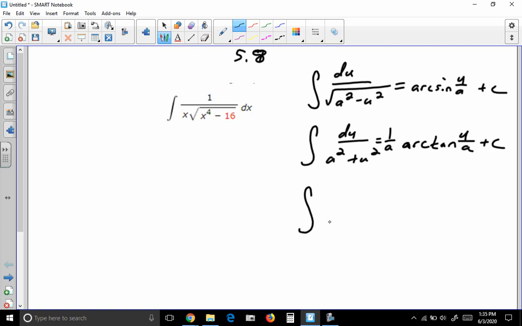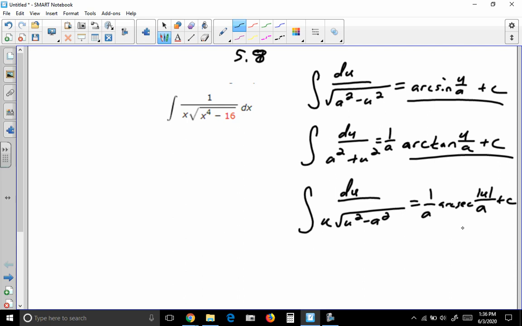And then we have one more. We have du over u times the square root of u squared minus a squared. That integrates into 1 over a arcsecant of the absolute value of u over a, plus c. So those are the three integration formulas that we're going to introduce. And remember, an antiderivative is just going backwards from a derivative. So from the derivatives we had in 5.7, the derivatives of these things, we got those. So we're just going backwards.